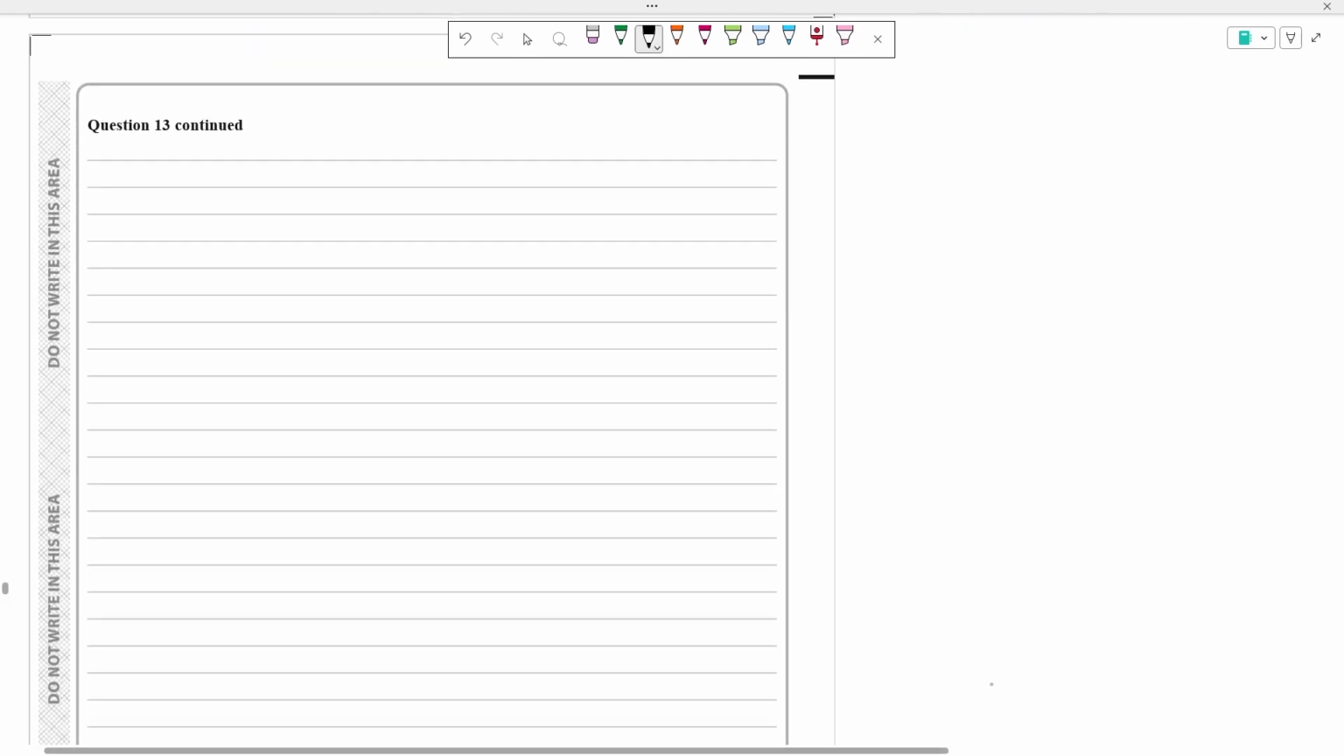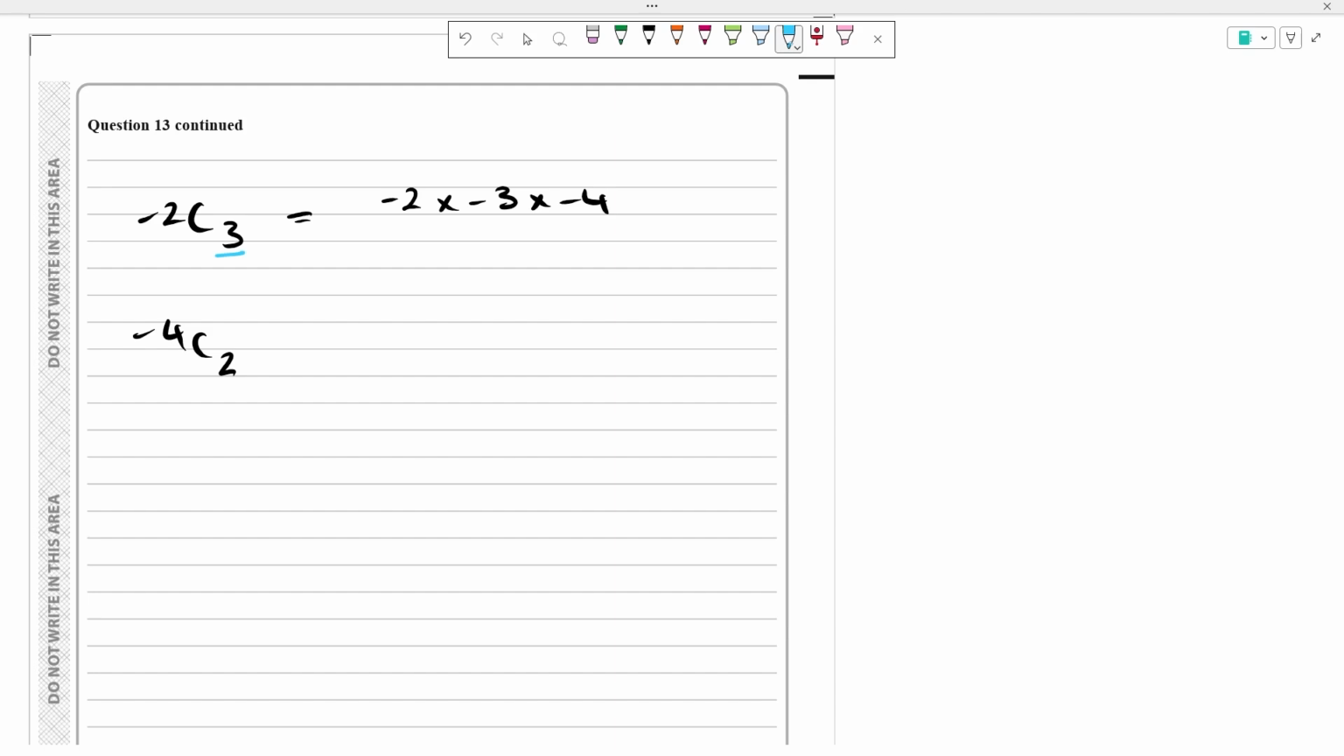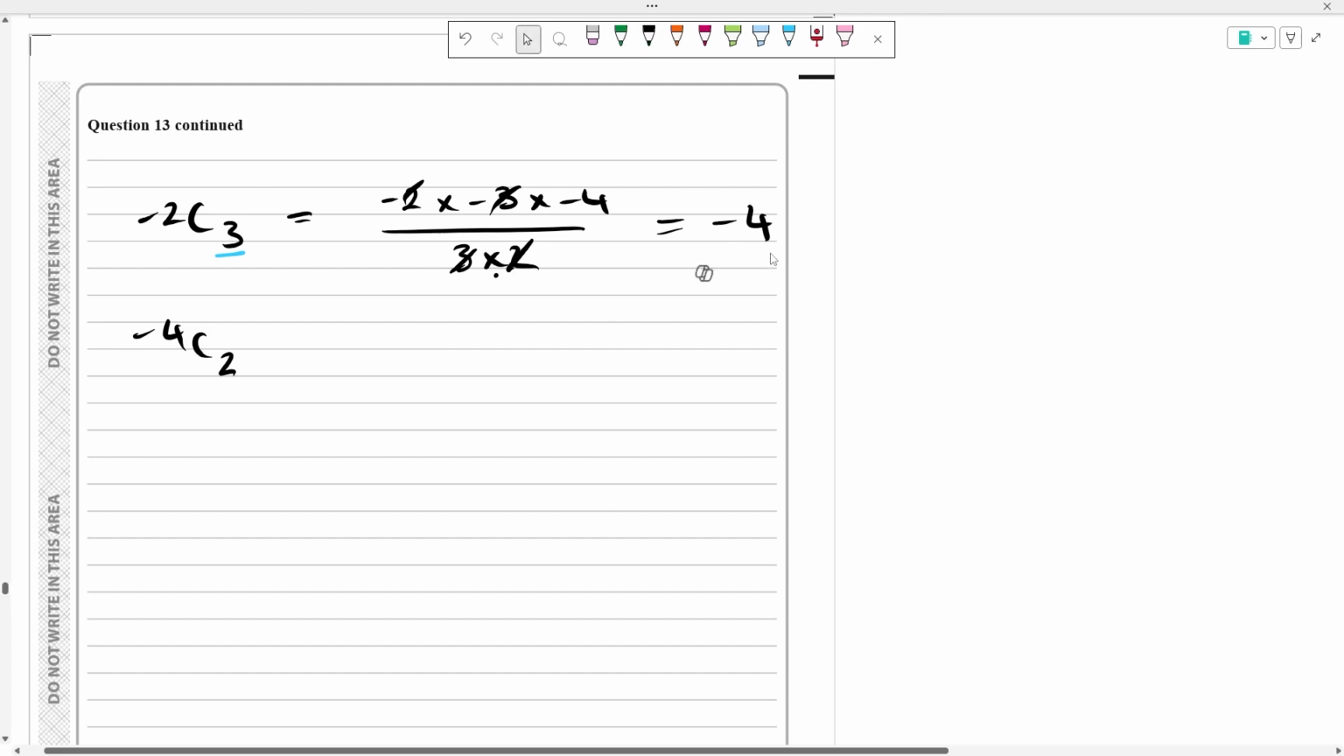Okay, if you were to do minus 2 choose 3, let's do minus even 4, choose 2. Okay, pause the video, try this. Well, this one's going to be minus 2 times by minus 3 times by minus 4 on the numerator. Why? Because we have 3 terms. Divided by 3 factorial. Well, 3 factorial is the same thing as 3 times by 2. We can start to cancel out some stuff. And we're just left with minus 4. So that means that minus 2 choose 3 is equal to minus 4.